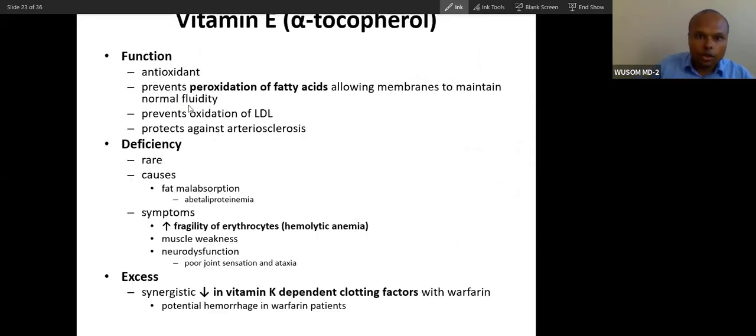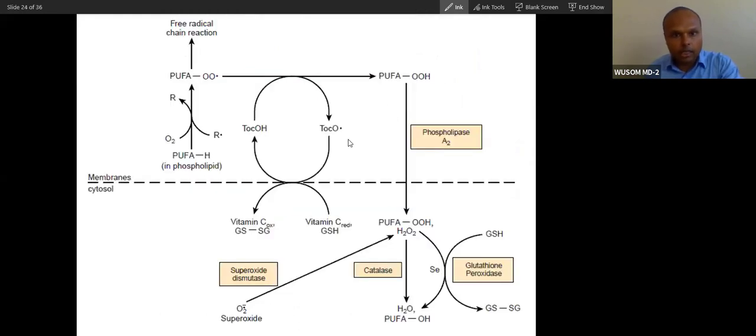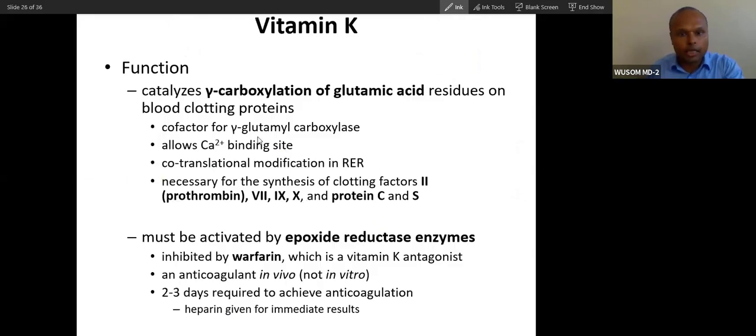Remember this. So vitamin E, I don't have to say much, just read yourself. Deficiency will cause hemolytic anemia. That is the most important thing about vitamin E. So go through this. It will prevent lipid peroxidation. That's it. I have already explained this very nicely.